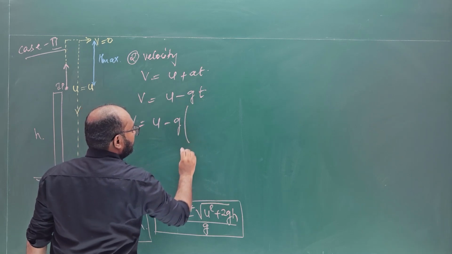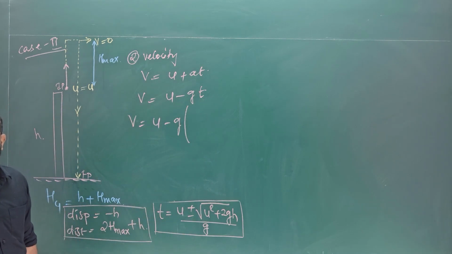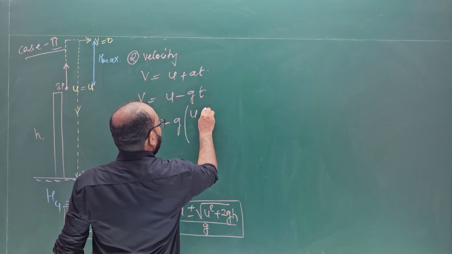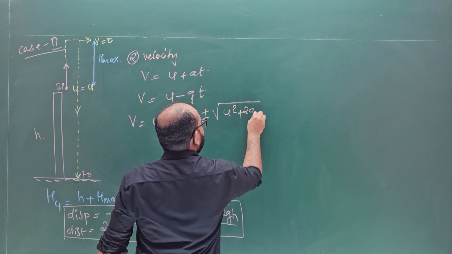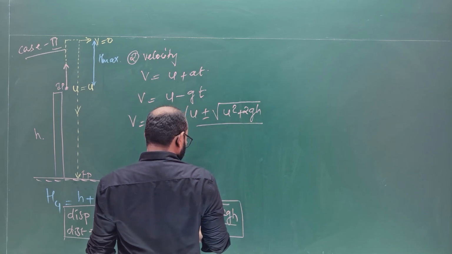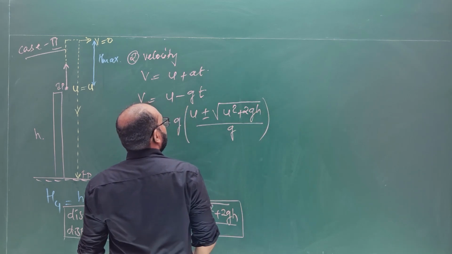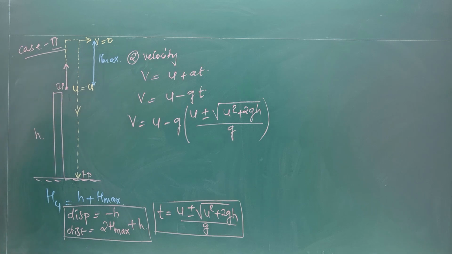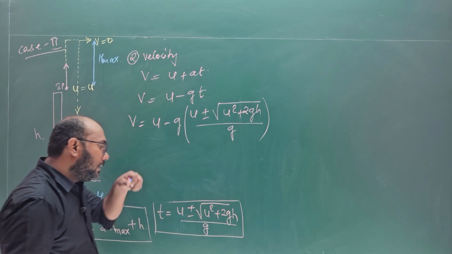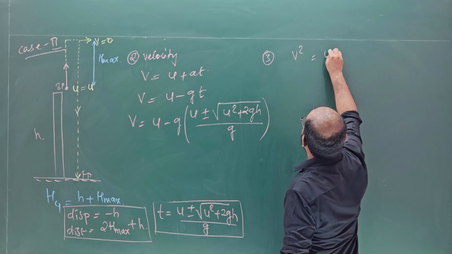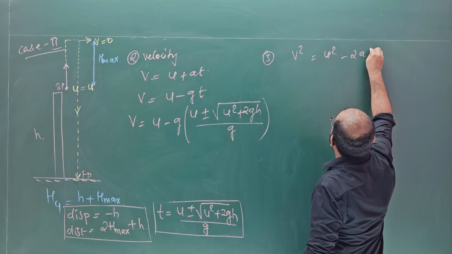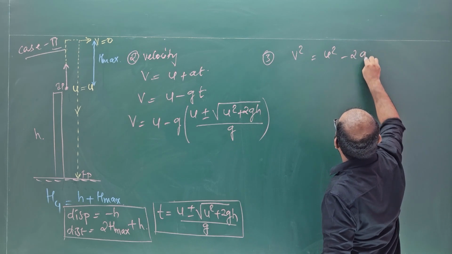What is the value of time? Here is the value of time now. So can I write U plus or minus under the root of U square plus 2GH upon G. Cancelling G and G, you will get an equation again. Similarly, for a particular height, we can also use the third equation, that is V square equals U square minus 2GH.